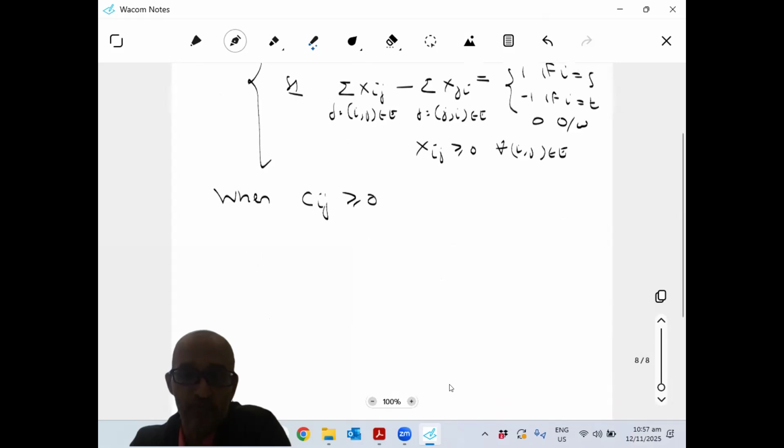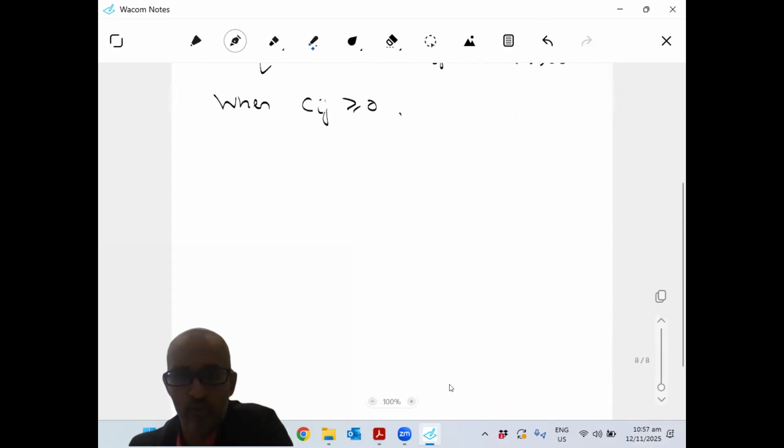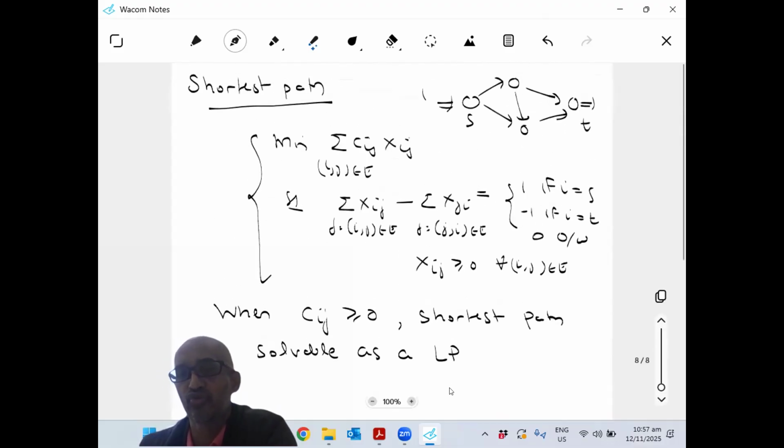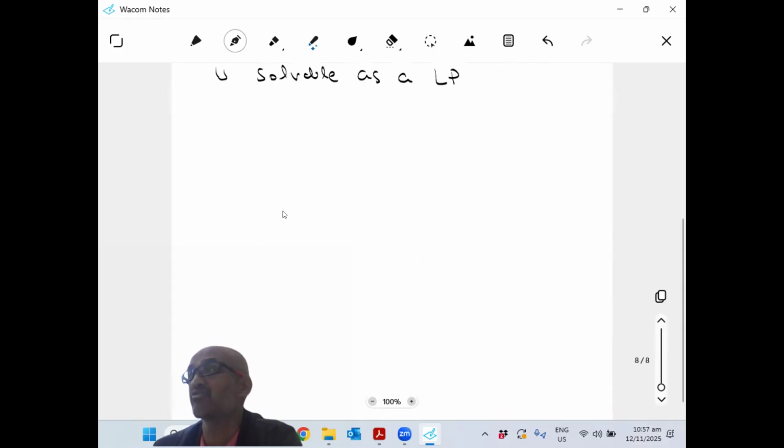So shortest path is solvable as an LP. This is a linear program. If you solve this problem and send 1 unit of flow, it sends it along the path. But this is only when the costs are non-negative. Shortest path, if you have negative costs, can be a tricky problem. In fact, it's an NP-hard problem because you can have cycles.